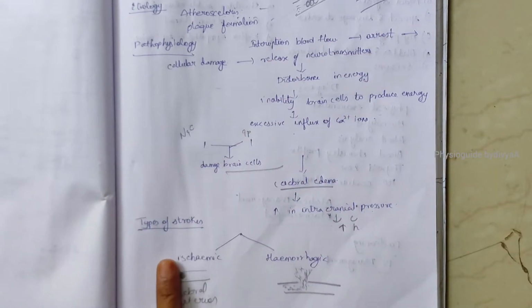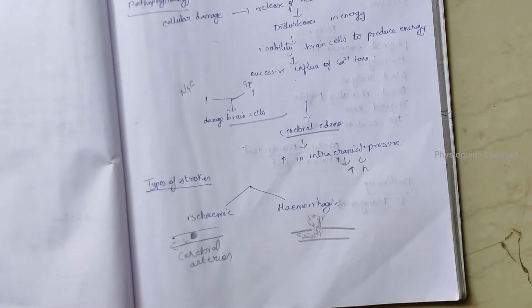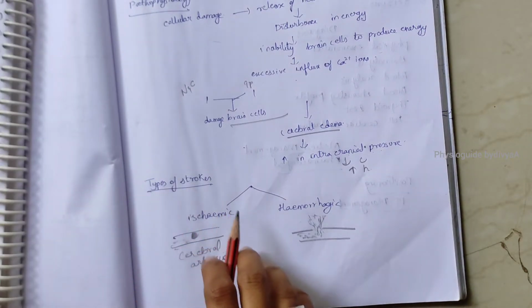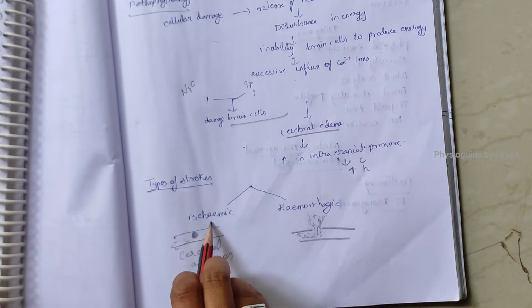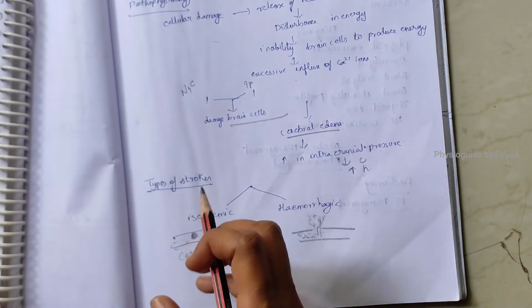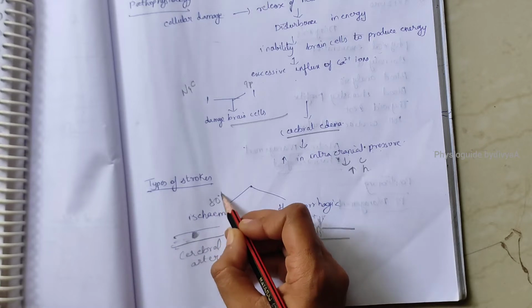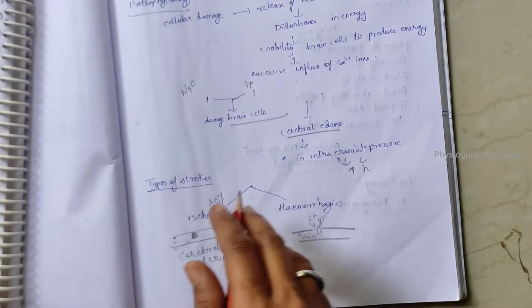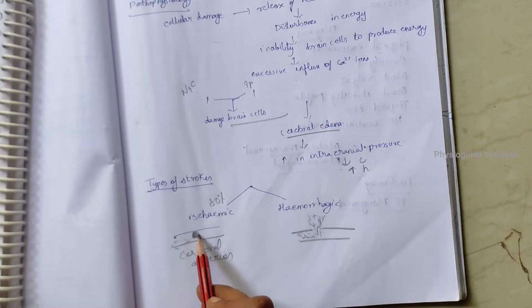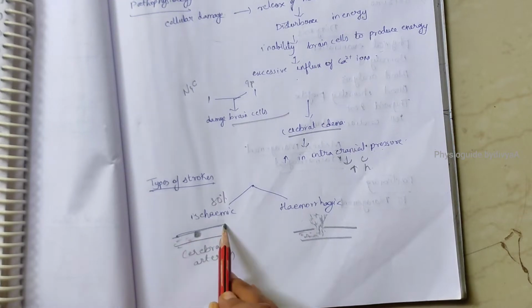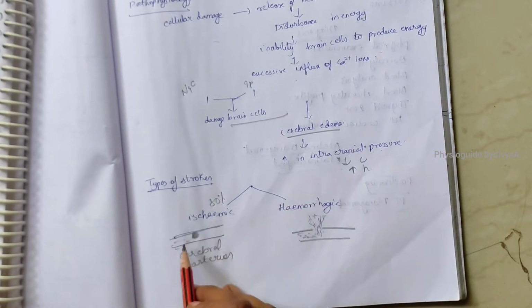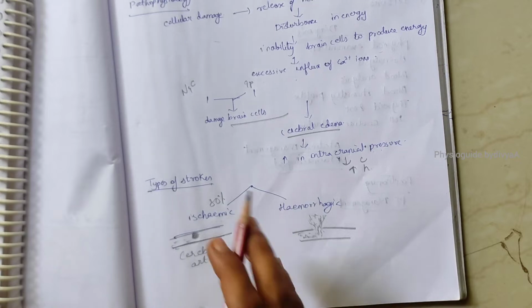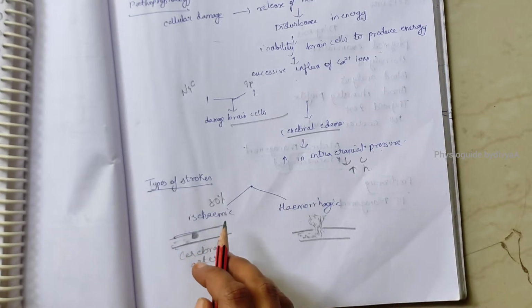Now we'll see the types. What are the types of stroke? There are two main types of strokes. First one, ischemic stroke. Next, hemorrhagic stroke. Ischemic stroke is the most common. 80% of the cases are ischemic stroke. It is due to, see here, obstruction of one of the major cerebral arteries. If it gets obstructed, this ischemic stroke is seen severely.